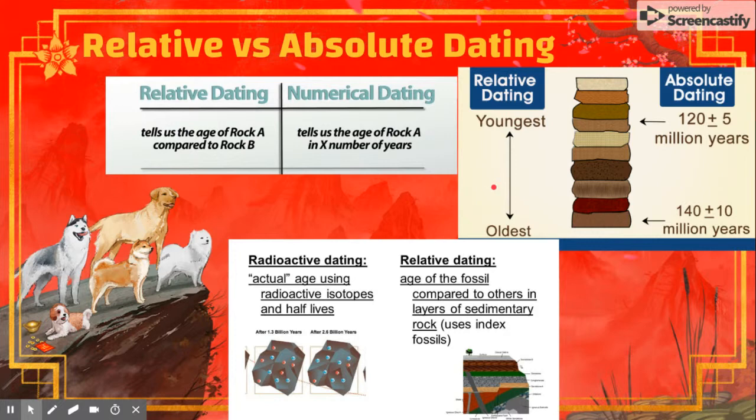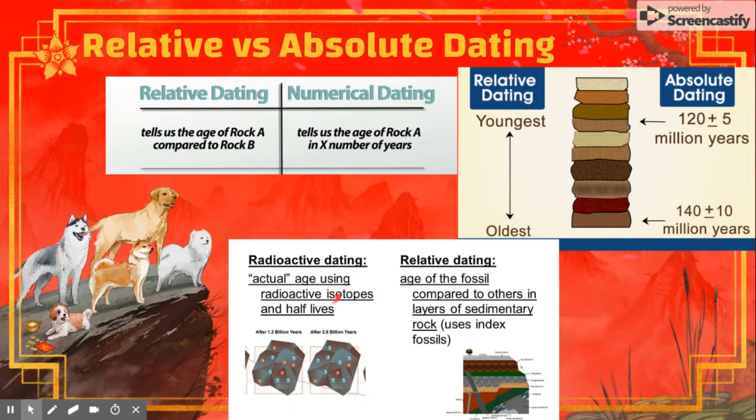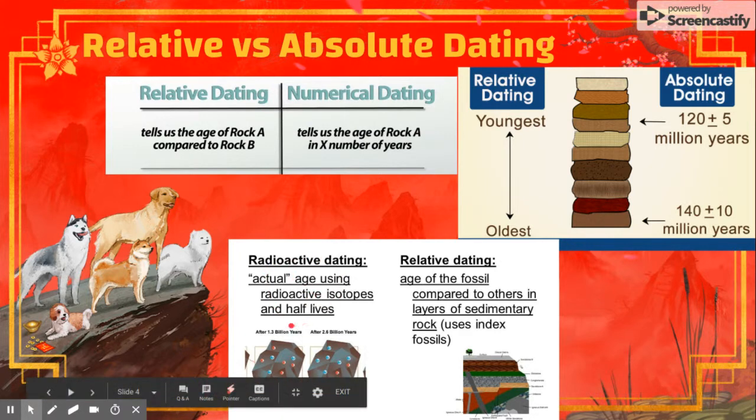Numerical dating or absolute dating is when we actually give some sort of number to our dating. So you guys will see that over here we have our radioactive dating, which we're separating by half-lives and all of that. And we have exact numbers. So after 1.3 billion years or after 2.6 billion years, that is what we see. Versus relative dating, where we age fossils based off of what we see from each other.